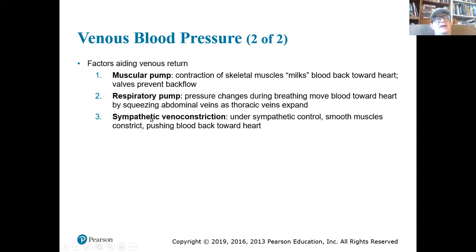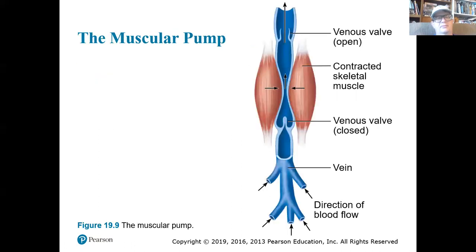And then we have, of course, sympathetic vasoconstriction. We can control the smooth muscles. They can constrict and push the blood towards the heart. Why does constriction not send it in both ways? Because of venous valves. Venous valves stop it from backflowing.